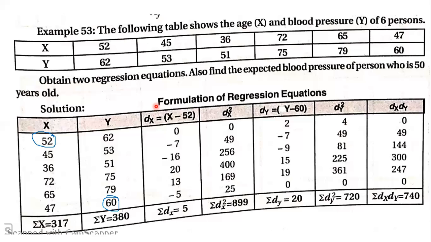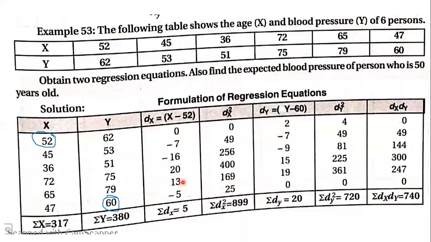So after selecting the assumed mean, now let us find out the deviations from that. So dx is equal to x minus 52. 52 minus 52 is 0. 45 minus 52 is minus 7. 36 minus 52 is minus 16. 72 minus 52 is 20. 65 minus 52 is 13. 47 minus 52 is minus 5. Use the calculator, quickly find out the differences.